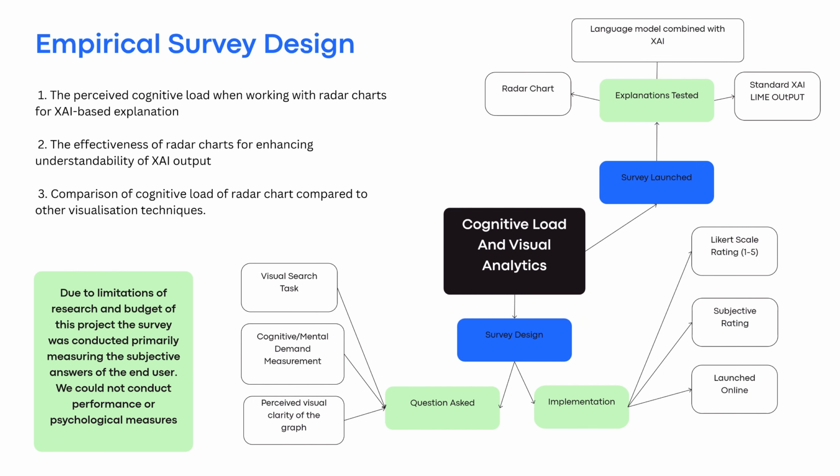In terms of the implementation of the survey itself, I used a Likert scale rating. Likert scales are commonly recommended in cognitive load research. Basically, it's a rating scale from 1 to 5, where the end user picks 1 for the hardest, or 5 for the easiest viewpoint that they have. So it's more of a subjective rating from the end user.